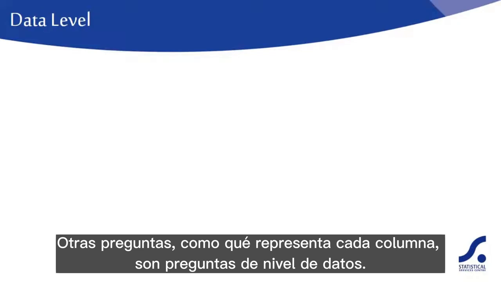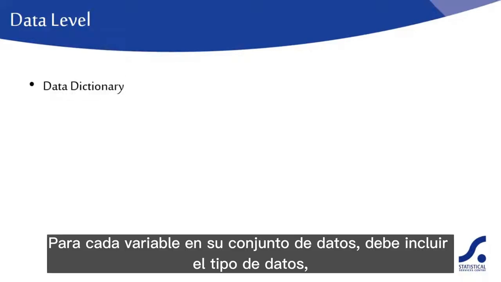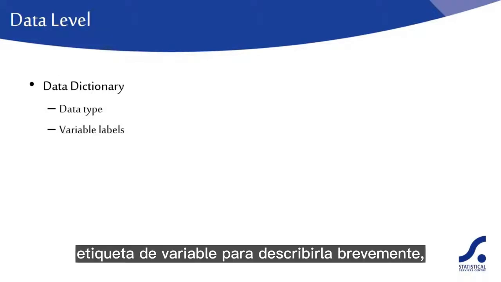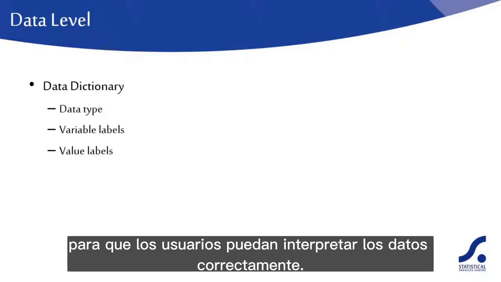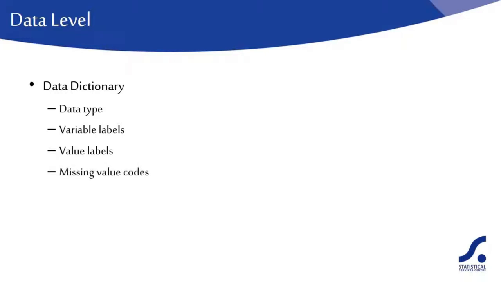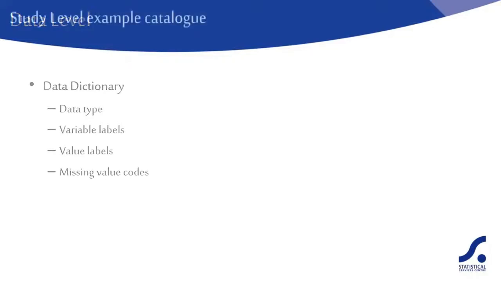Other questions, such as what does each column represent, are data level questions. We refer to this as the data dictionary. For each variable in your dataset, you should include the data type and a variable label to briefly describe it. If it's a coded variable, then value labels will be needed so users can interpret the data correctly. Have you used any missing value codes, and if so, what are they?